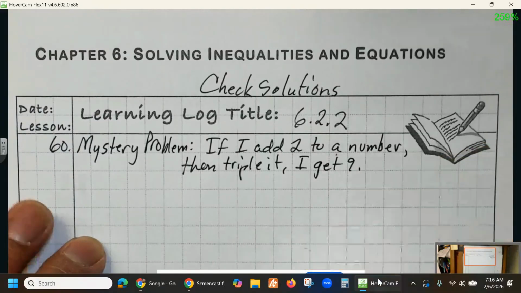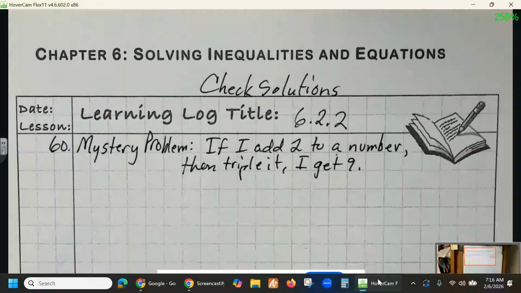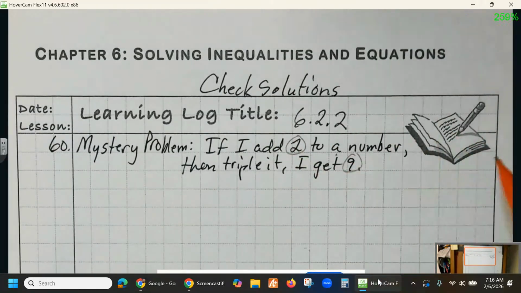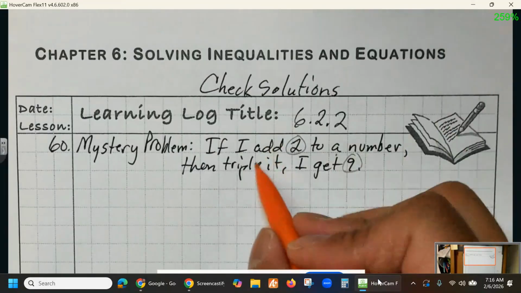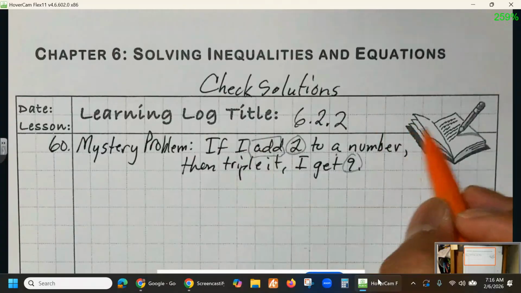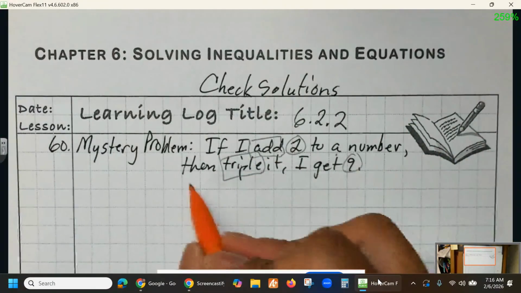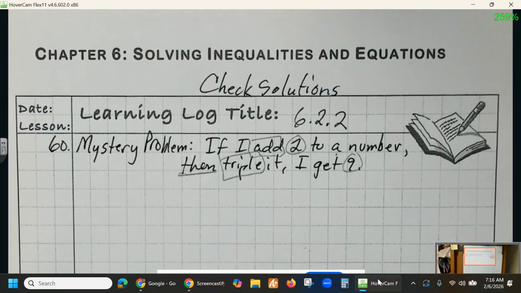So making this into an algebraic equation takes a little bit of investigation, so we can use the cubes method and just circle the numbers. Well, I got a 2 here, I got a 9 here, and then our math action words would be add and triple. Okay, and we need to also pay attention to the order of which things happen.